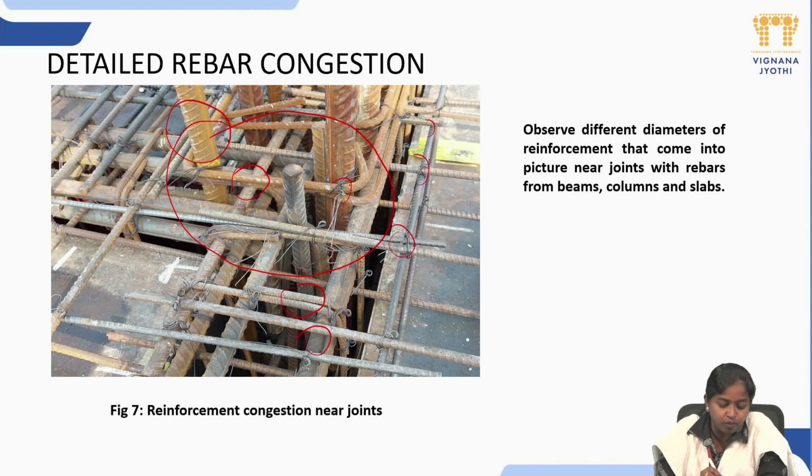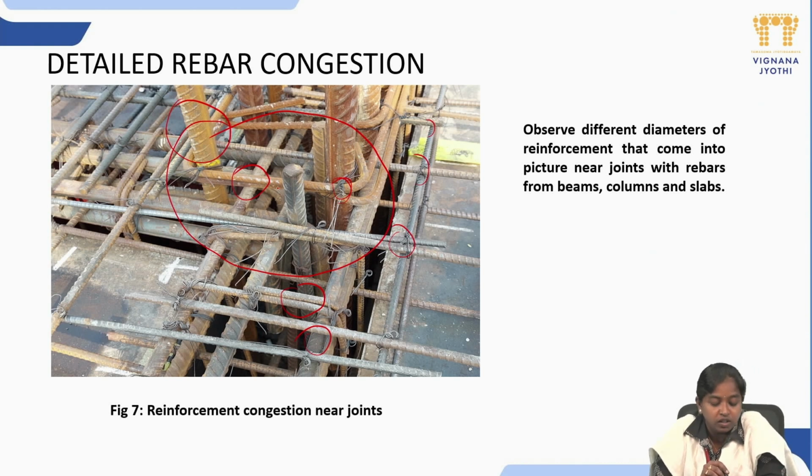We should be able to provide enough space for main reinforcement in the column. We should be able to provide enough space for lateral ties in the column. Similarly, we should provide space for stirrups in the beam and main reinforcement in the beam. Stirrups will ensure that the beam is safe against shear, and main reinforcement in the beam will ensure that the beam is safe against bending.